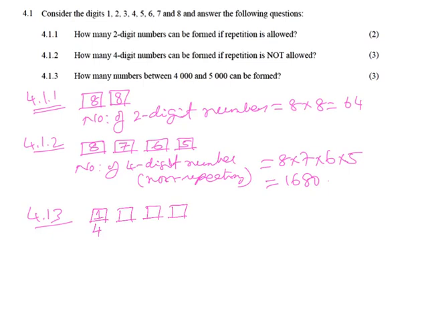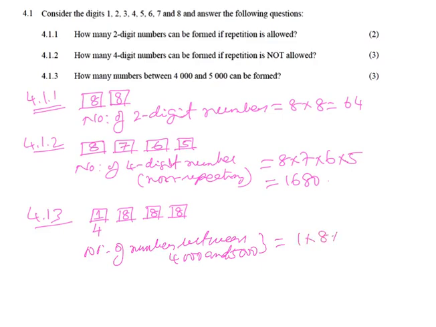And the numbers can be repeated. That means how many choices do I have here? I have 8 choices, 8 choices, and 8 choices. Because it is not mentioned whether the repetition is allowed or not allowed, I'll assume that the repetition is allowed. So whenever there is no mention about repetition or no repetition, we assume that it is going to be repeated. My answer here is the number of numbers between 4,000 and 5,000 is going to be 1 times 8 times 8 times 8. So it is 8 cubed, which is 512. That's my answer. So one important thing is when there's no mention of repeating or not repeating, we'll assume that it is going to be repeating.